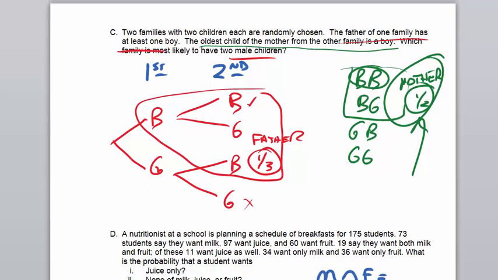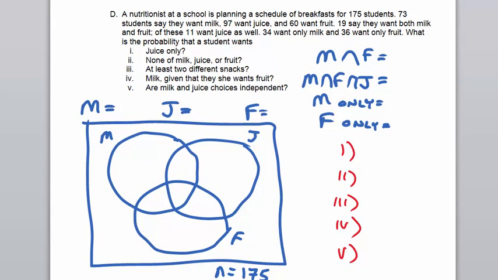All right, next. I think this one is an ideal candidate for doing Venn diagrams. In fact, I wouldn't even attempt to do anything at all with the tree. So what I know here is that there are a total of 175. 73 say they want milk. Problem with that is there are four different regions where that could happen, so I can't use that information yet. 97 want juice. Same reason, four places. 60 want fruit, four places that I could go with that. I don't know how to fill that in yet.